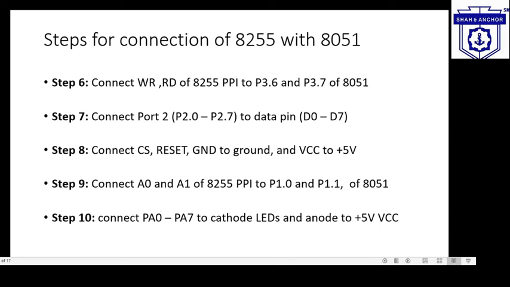Step number 6, connect the read and write pins of 8255 to P3.6 and P3.7 of 8051, that is the port 3 6th pin and port 3 7th pin. Next, step number 7, connect the port 2 pins P2.0 to P2.7, meaning all port 2 pins, that is 8 bits, to the data pins of 8255, that is D0 to D7.